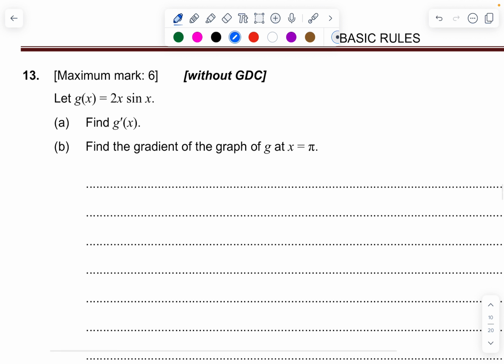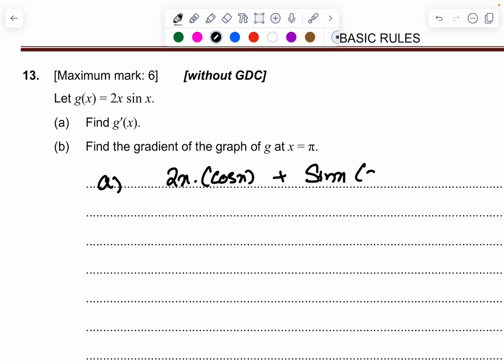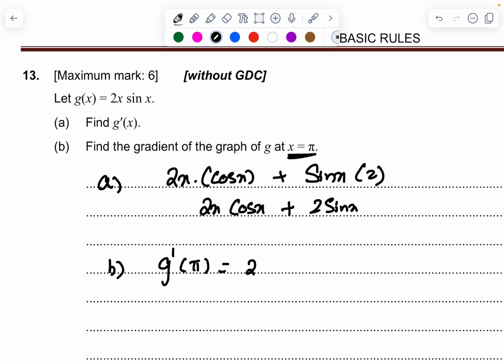Question number 13. g of x is given. Find g prime x. So 2x, sin x derivative is cosine x, plus sin x as it is. 2x derivative is 2. So which is 2x cos x plus 2 sin x. Gradient when x equals pi. So g prime of pi is going to be 2 pi cosine pi plus 2 sin pi, which is minus 2 pi plus 0, which is going to be minus 2 pi.